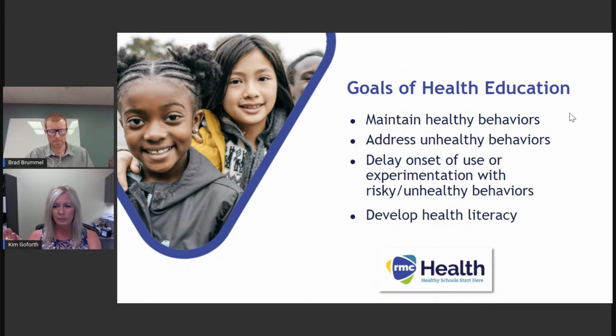Great, that's a perfect breakdown because this particular standard can feel very big. And so that breakdown of the goals needs to partner in your brain with the overall goals of health education. When we look at these goals that have been put out by both SHAPE America and RMC Health, how does this standard marry well with these overall goals?